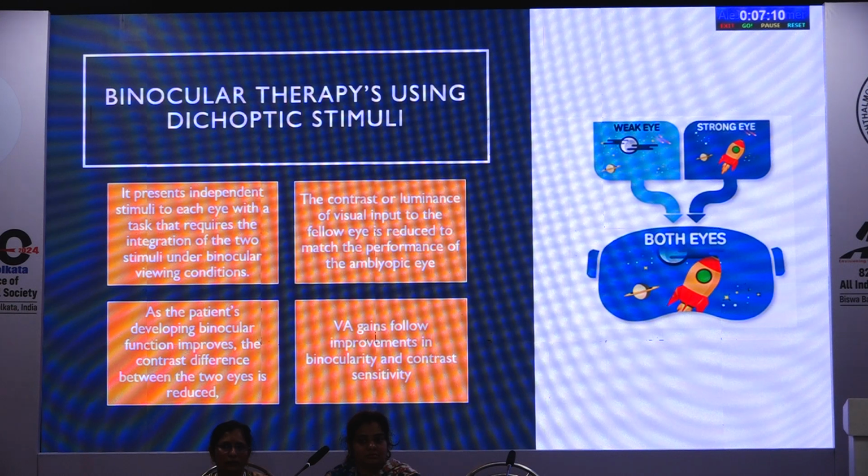So coming to binocular therapy using dichoptic stimuli, Dr. Magdalene has given a basic overview; there are two basic types of these dichoptic stimuli. One is the type of therapy which she has described, and I'll be talking about the Binox system. What do you mean by dichoptic stimuli? There are two independent stimuli, one to each eye, and that requires integration under binocular viewing conditions. So you reduce the contrast to the normal eye, then that will be matched to the amblyopic eye. And as the patient's performance improves, the contrast difference between the two eyes is gradually made equal, and the visual acuity gains follow the improvement in binocularity, contrast sensitivity and stereopsis. So all of them improve together.